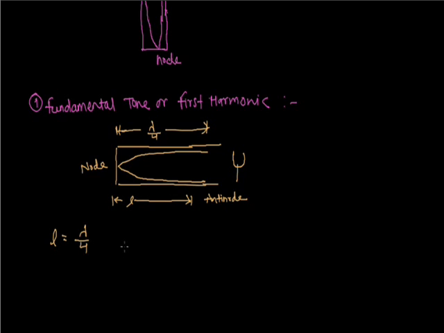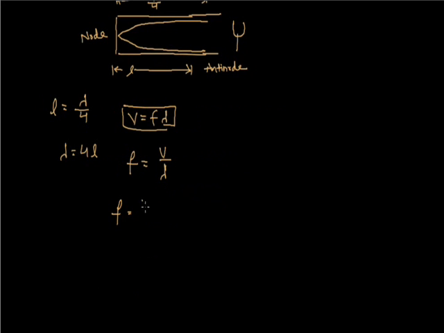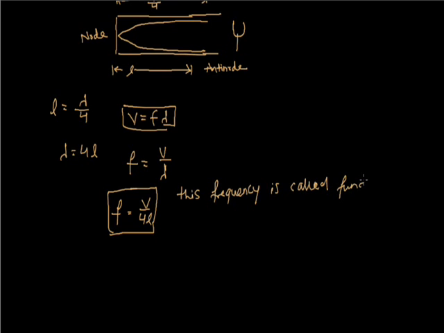So we know V is equal to F lambda. V is the velocity of sound, F is the frequency, and lambda is the wavelength. So what will be the lambda? Lambda will be 4L. If you find the fundamental frequency or fundamental tone, that will be V by lambda. So the frequency F will be V by 4L. This frequency is called the fundamental tone or frequency, and the first harmonic.